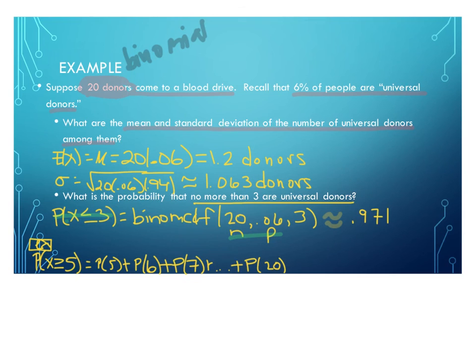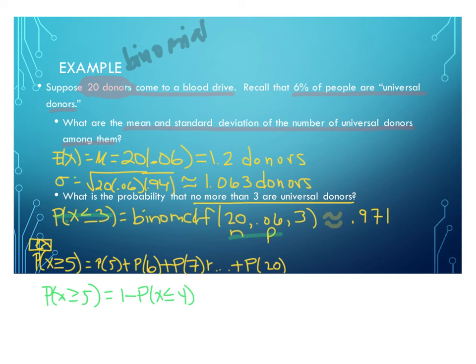Okay, so let's just, for funsies, say we wanted to find the probability that there are at least 5 universal donors. So remember, at least means 5 or more. So I would have to find the probability of 5 plus the probability of 6 plus 7 plus 8 plus 9 all the way to 20, which can be very tedious. Well, what we can do instead, we know the probability of x is greater than or equal to 5 is the same thing as 1 minus the probability of x is less than or equal to 4, right?